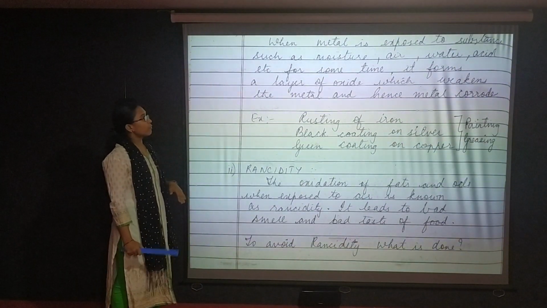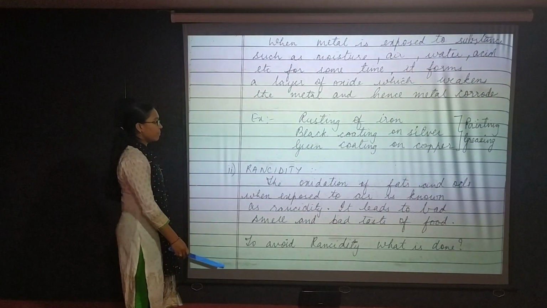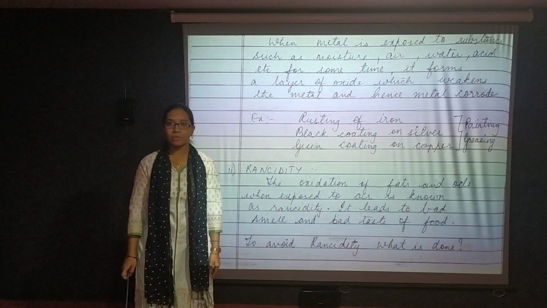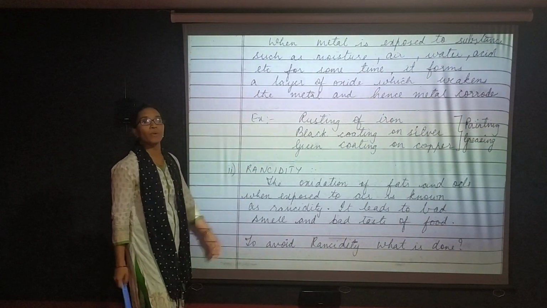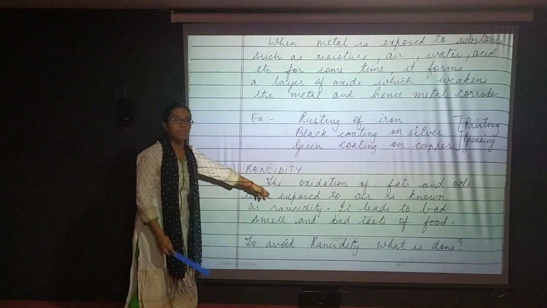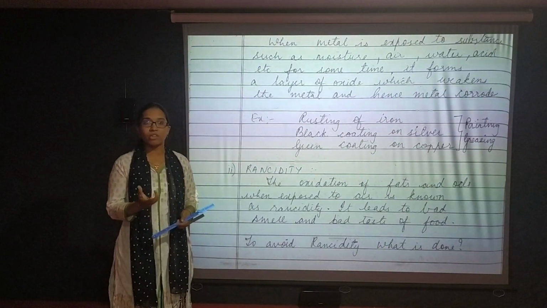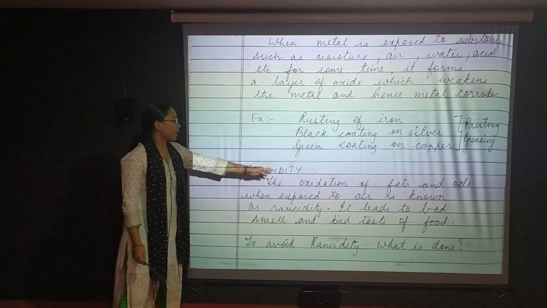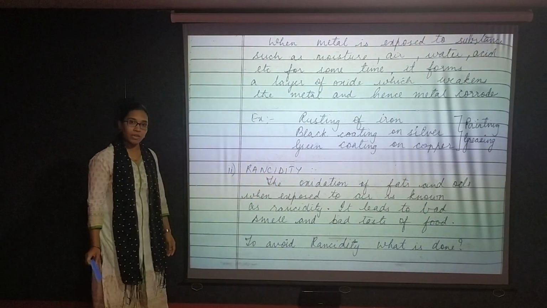Now next effect of oxidation is rancidity. Rancidity means the oxidation of fats. Fats means oil. Okay, the oxidation of fats or oils when exposed to air is known as rancidity. Now, what it leads to? It generally affects the food, generally oily food and all. The smell of the food will be changed. The taste of the food will also be changed.